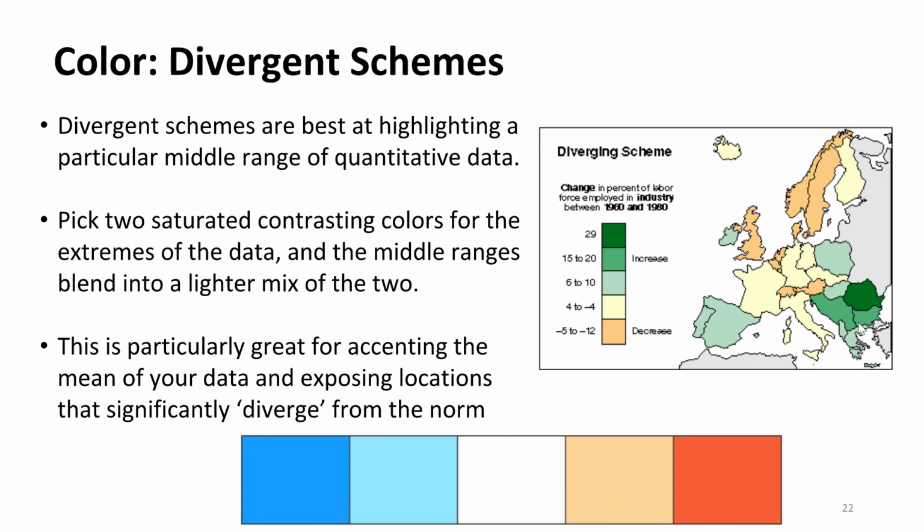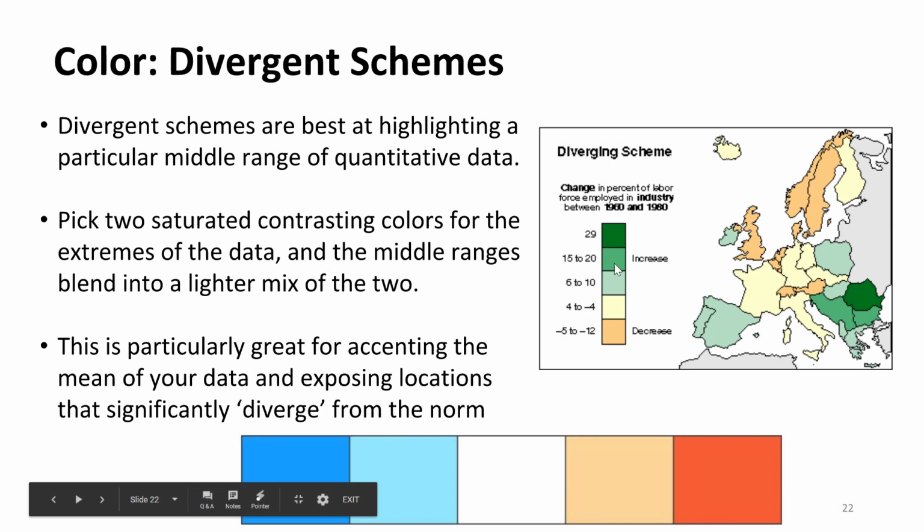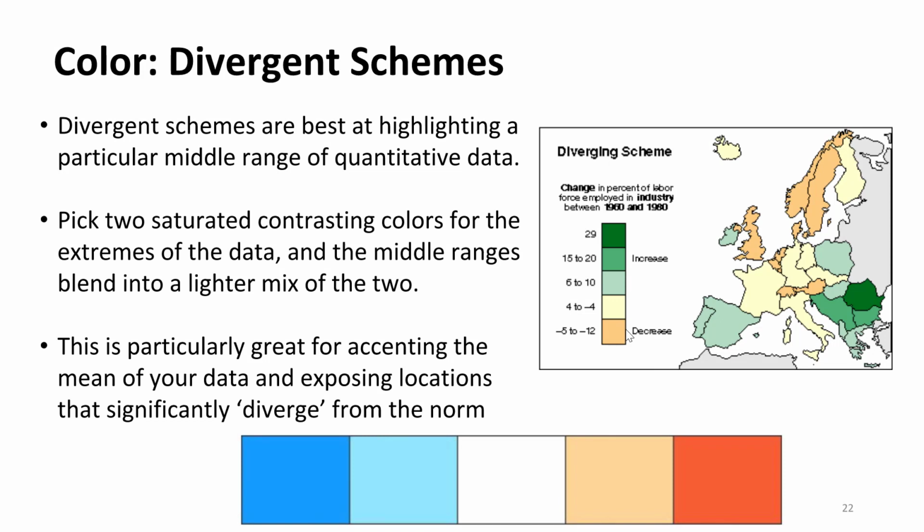So this is a really great choice for accenting the means of your data and exposing locations that significantly diverge from the norm. So we have the change in percent of labor force employed in industry between 1960 and 1980. So 29% is this dark green, and this is increasing, and then we have decreasing down here in this lighter color. But then these middle colors, which is kind of the means of our data, are shown in these lighter shades that blend together to mix these two ranges.